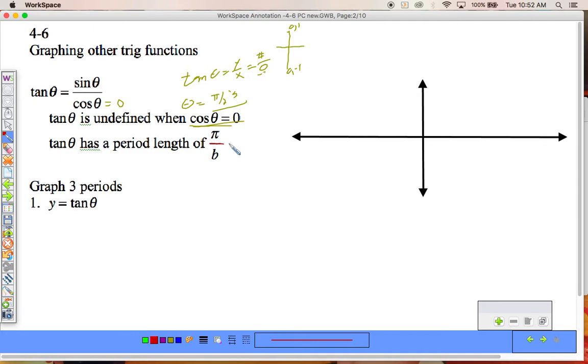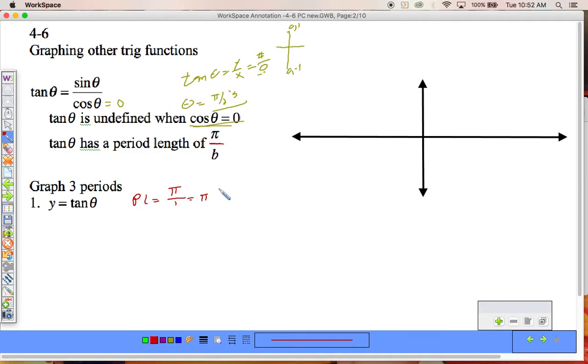All right, so looking at number 1, I'm going to ask you to graph 3 periods, 3 pieces. Y equals the tangent of theta. The first thing I'm going to say is my period length is pi divided by my b value, which is just 1, which is pi. Because theta is that variable.